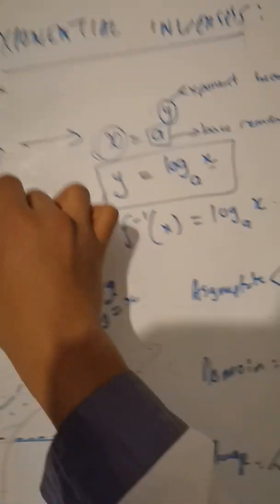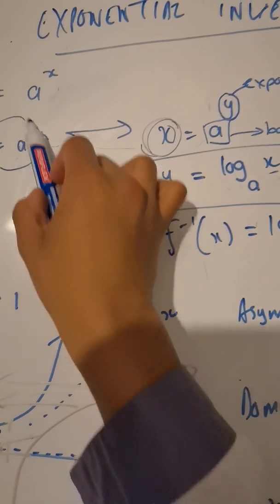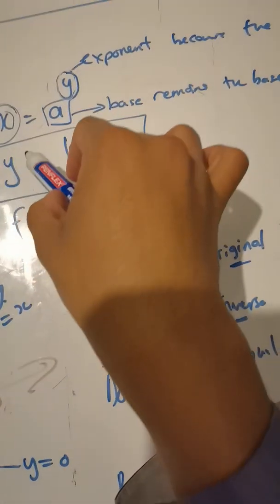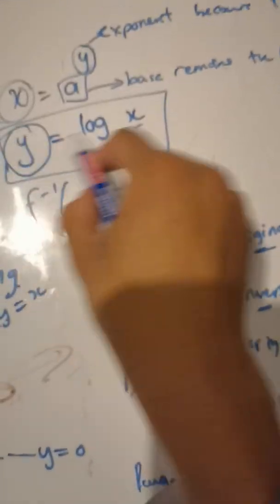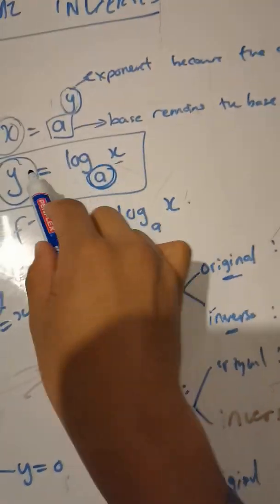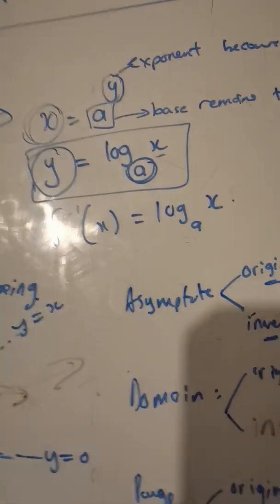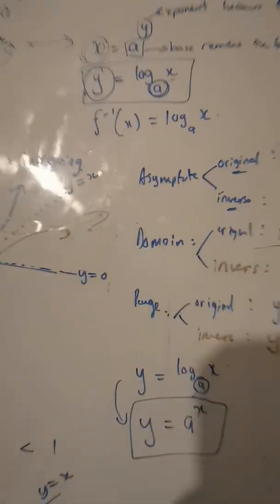And then from the original to the inverse, you switch the x and the y's, and then the exponent becomes the answer. The base remains the base. So y is equal to log base a of x. And that's it for exponential inverses.